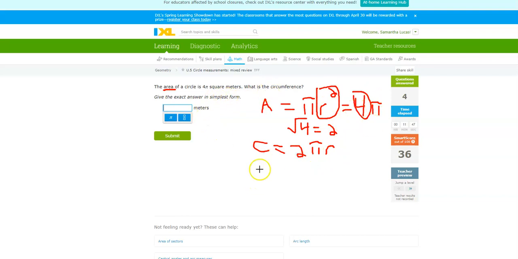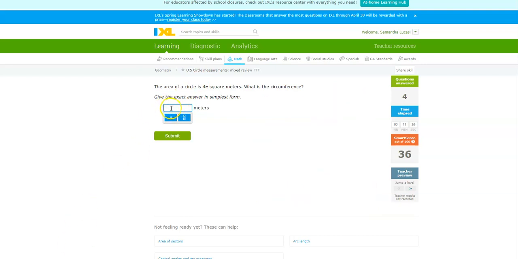So now I can figure out the circumference by plugging my radius into this formula. My radius is 2. That means my circumference is going to be 2 times pi times 2, right? Because I'm going to plug 2 in for r. So I can simplify this by multiplying the two coefficients. 2 times 2 is 4. So 4 pi. With this circle, the circumference and the area happen to be the same thing. So 4 pi.